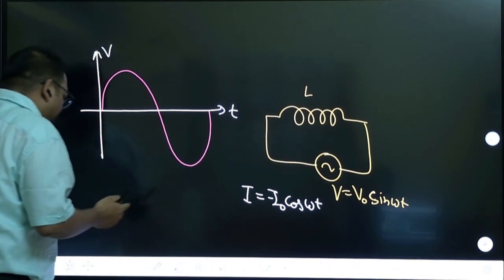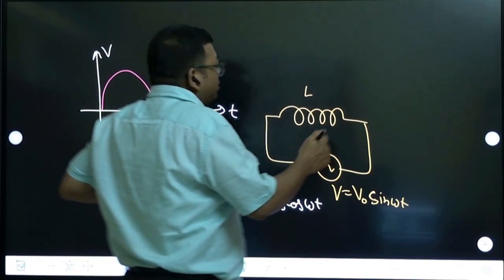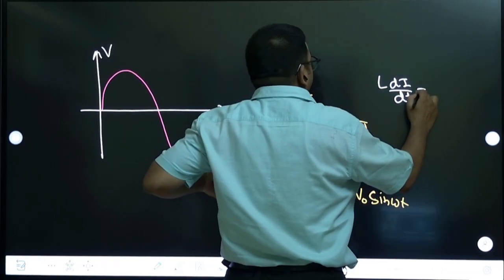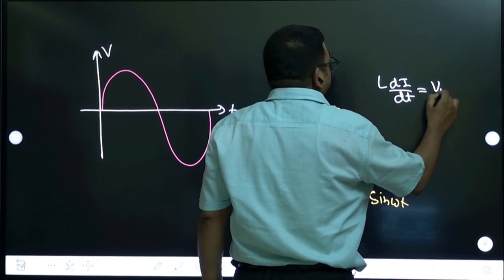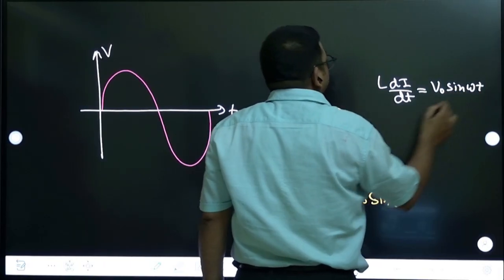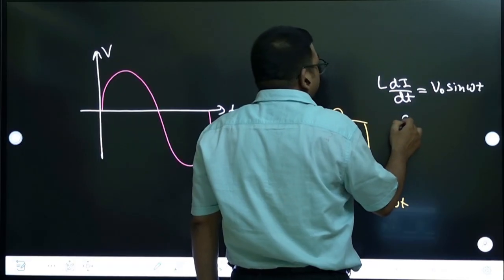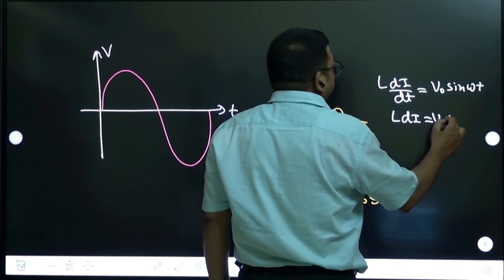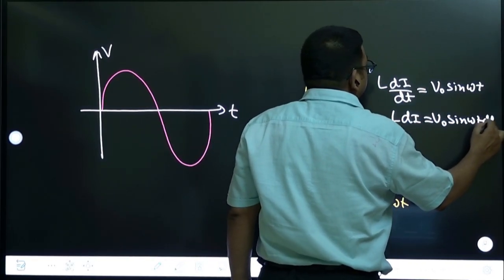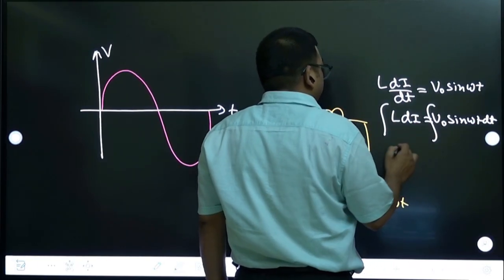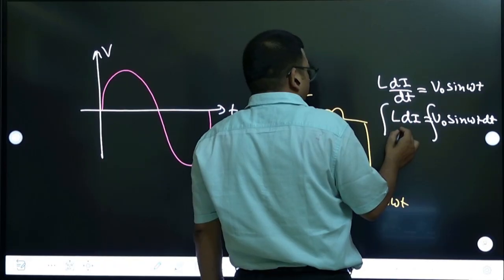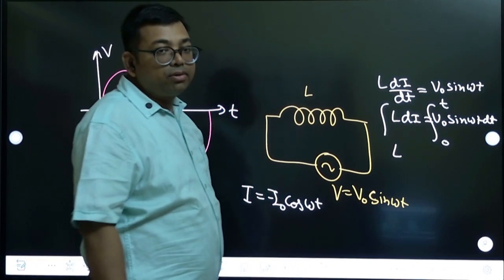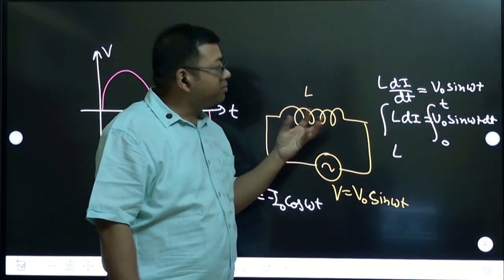So while doing that, I think we have written L di by dt equal to V naught sine omega t. Correct? That's what we have done. Then we have written di equals V naught by L sine omega t dt. Integration we have done. The limit of this current is unknown, but the time limit is 0 to t, that we know, initial time and other time.